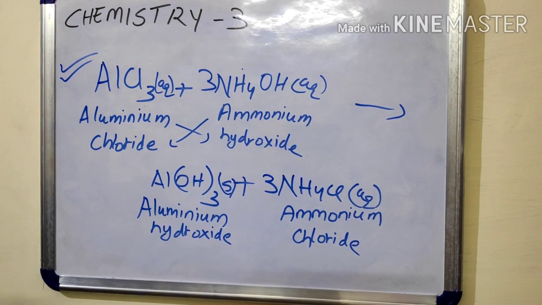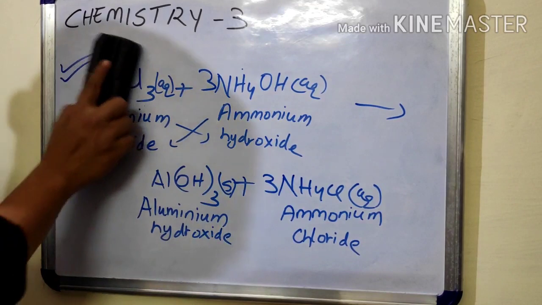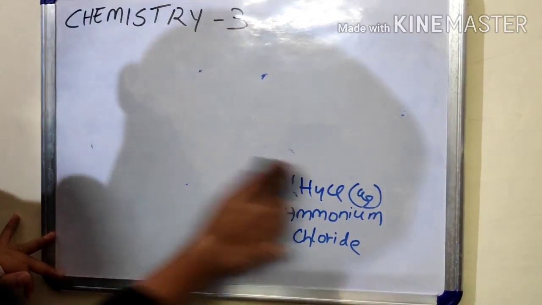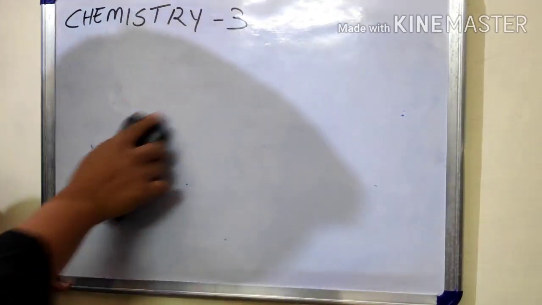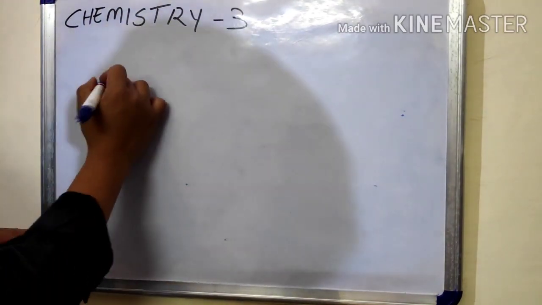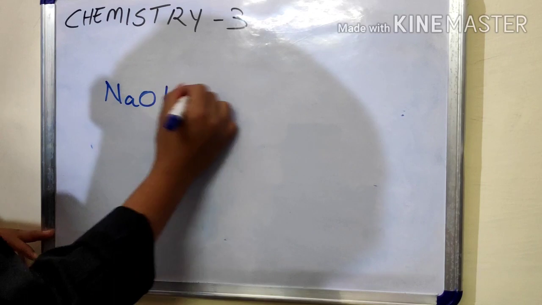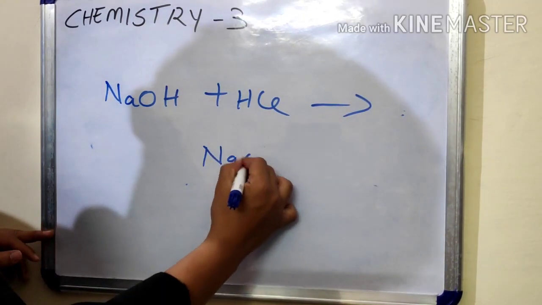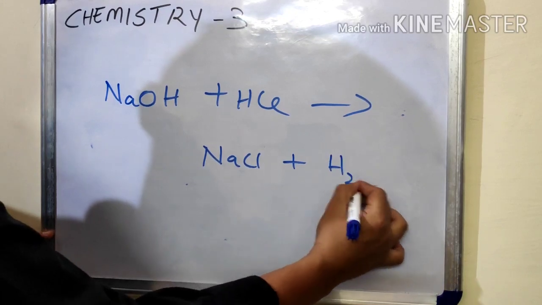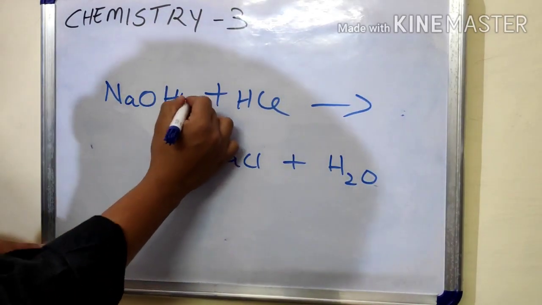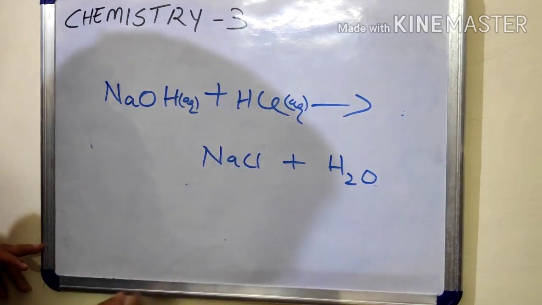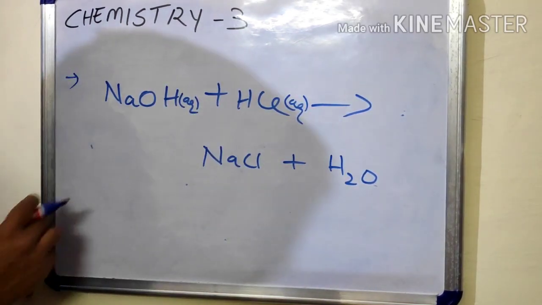That's done. One last very common example of displacement, the most famous one, which you will be studying further in chapters also, is your simple displacement, easiest one to remember, NaOH plus HCl will give you NaCl plus water. Okay, NaOH is aqueous, HCl is aqueous. This is a base and this is a acid. That's why this reaction is very famous. So you can remember it.